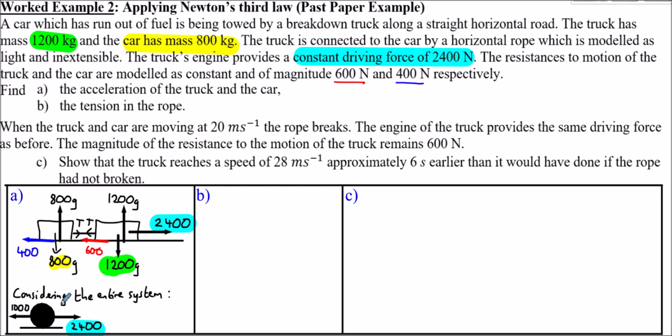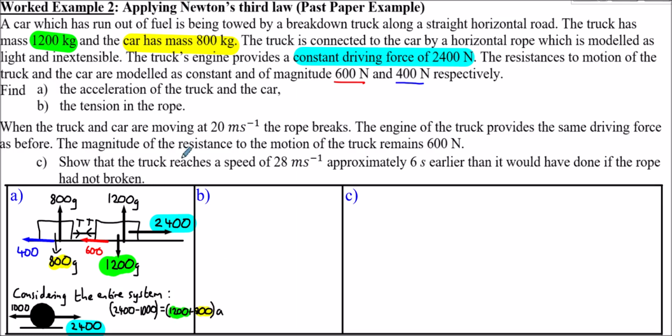So we can now apply F equals ma going to the right. So the overall force going to the right is 2,400 minus 1,000. So that's going to equal the mass of the system multiplied by the acceleration. Well, the mass of the system is 1,200 plus 800, multiplied by the acceleration. So that 1,200 has come from the mass of the truck, and the 800 is because that's the mass of the car.